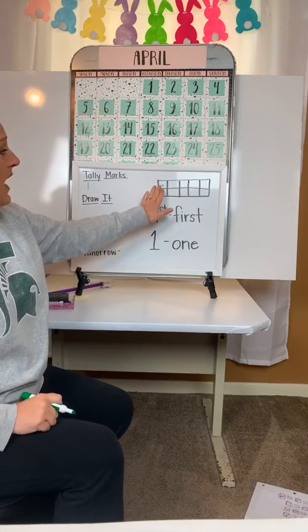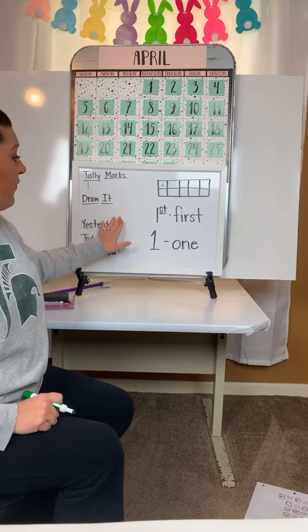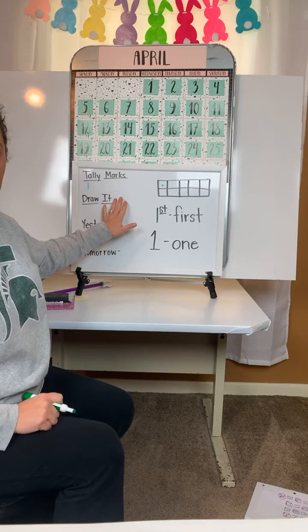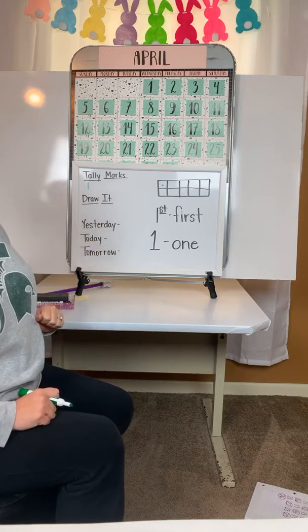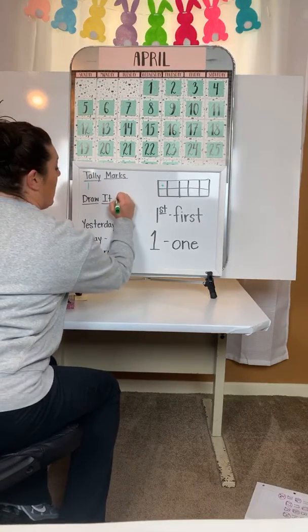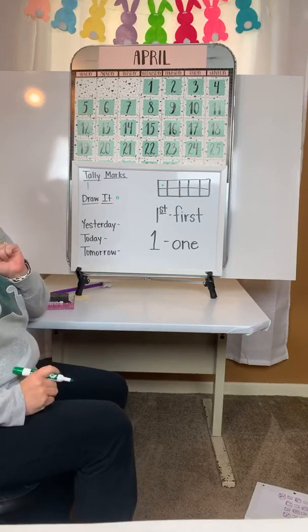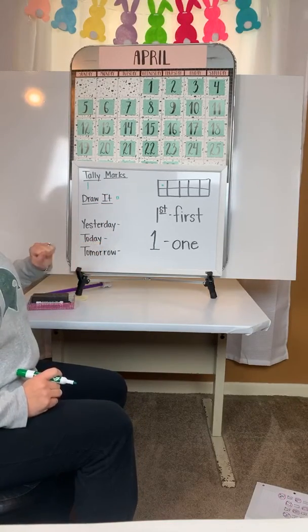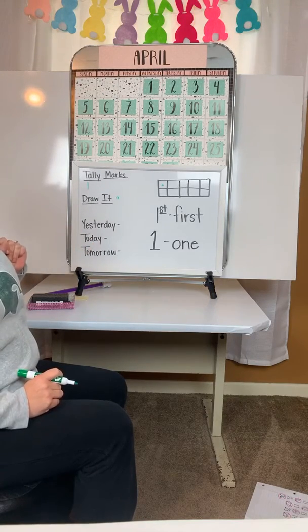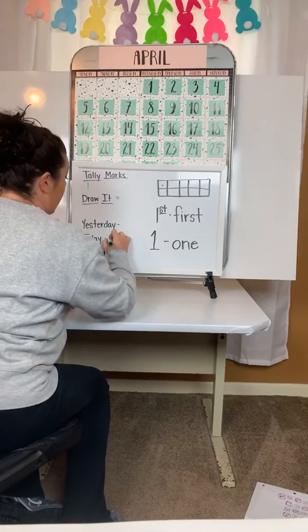So if we only have one dot in one tens frame, do we have any full tens frames? We don't today, do we? Because we're starting over with a new month. So when we draw 1, we just need one small square. Okay? Let's talk about our days of the week. What is today? Today is Wednesday.